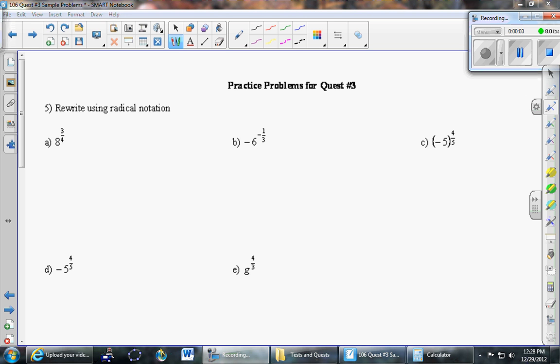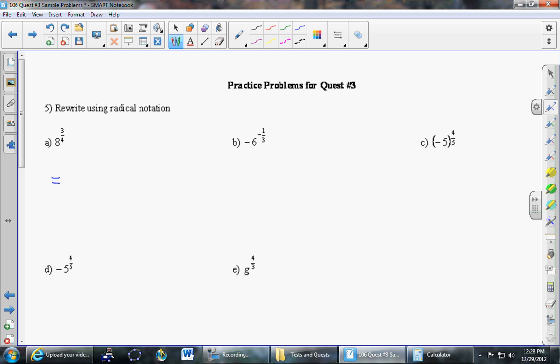This is problem number 5 on the practice problems for quest number 3. Rewrite using radical notation. 8 to the 3/4. What does 3/4 mean? It means there's a root. 3 is the power. 4 is the index.